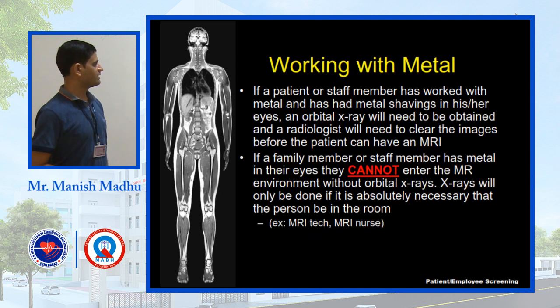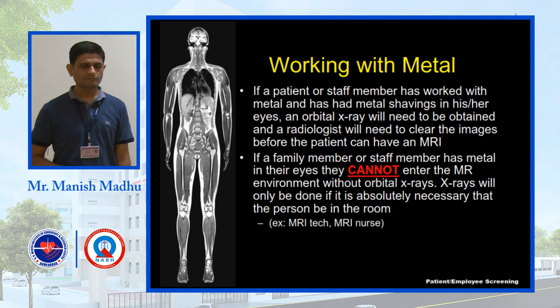If a patient or staff member has worked with metal and has had metal shavings in his eyes, an orbital X-ray will need to be obtained and a radiologist will need to clear the images before the patient can have an MRI. If a family member or staff member has metal in their eyes, they cannot enter the MRI environment without orbital X-rays. X-rays will only be done if it is absolutely necessary that the person be in the room. Example, MRI technician or MRI nurses.